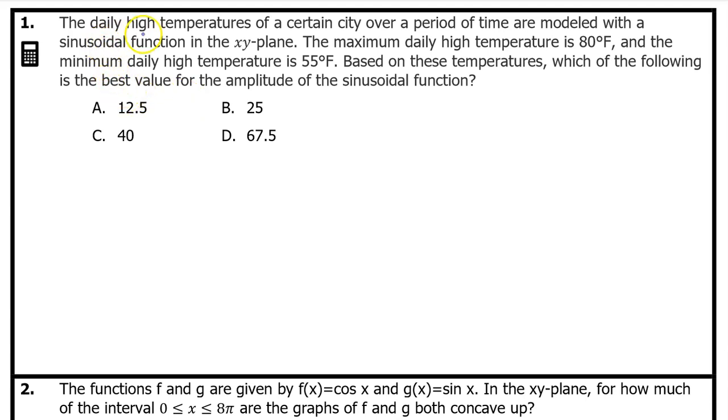Number 1. The daily high temperatures of a certain city over a period of time are modeled with a sinusoidal function in the xy plane. The maximum daily high temperature is 80 degrees Fahrenheit, and the minimum daily high temperature is 55 degrees Fahrenheit. Based on these temperatures, which of the following is the best value for the amplitude of the sinusoidal function?